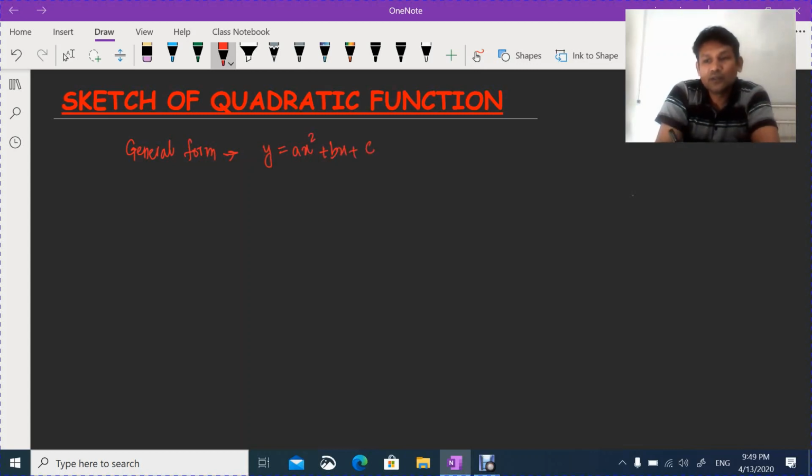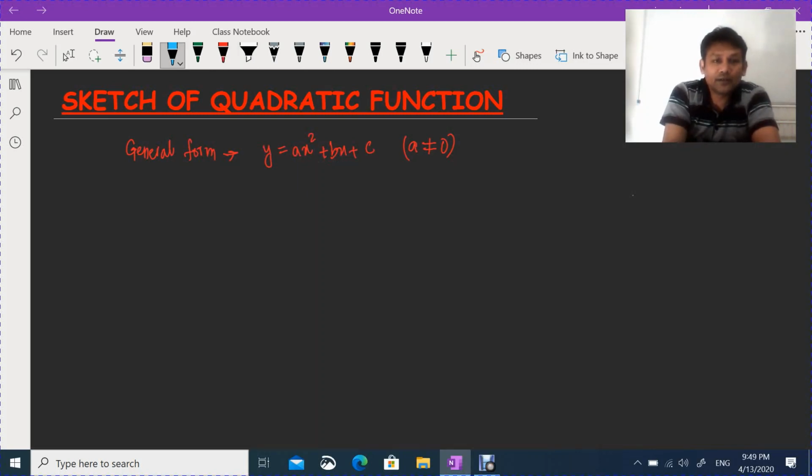This is just a general form, where a is not equal to 0, because when a is 0 then x square will not be there. So that's why y equals ax square plus bx plus c. This is the general form.